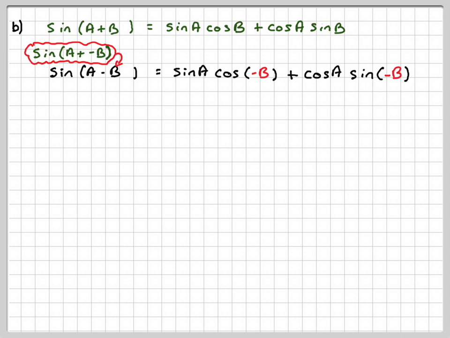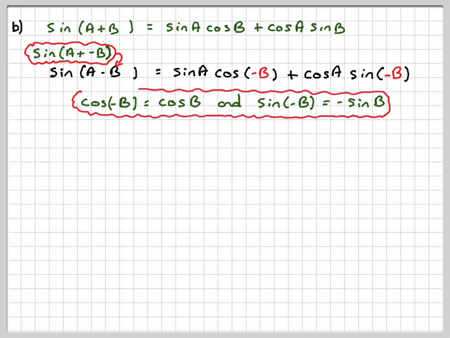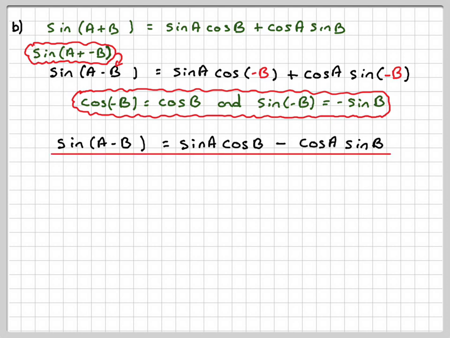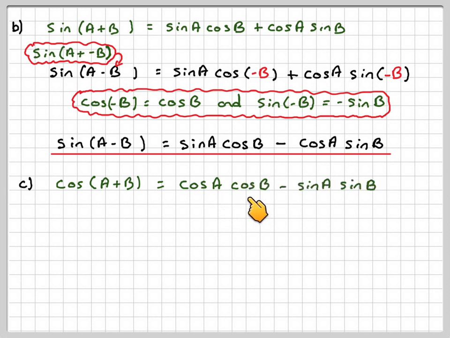Well, cos of minus B is equal to cos B, so this will be cos B, and sine of minus B will be minus sine B. So we're going to get that sine A minus B will be sine A cos B minus cos A sine B. Part C is cos A plus B is equal to cos A cos B minus sine A sine B.